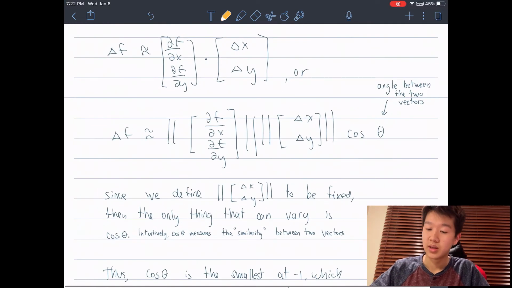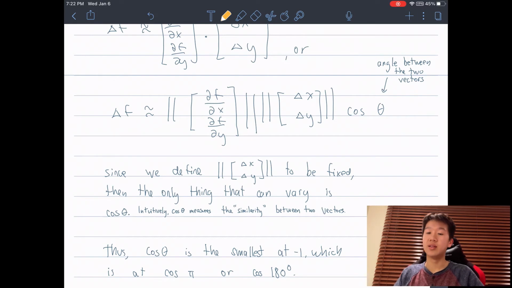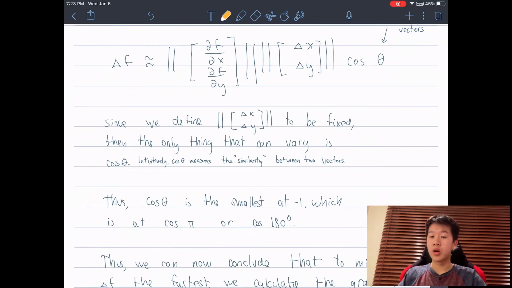So we know that del f over del x, del f over del y, we don't have any control over, and delta x and delta y, we are going to fix the magnitude to be 1, for example. Then our goal is to find: okay, I have a vector that is a gradient, it's fixed, I have a step to take, and it has a fixed length. Then which direction should I choose so that delta f is the smallest possible? So the only thing that we can vary is cosine of theta.